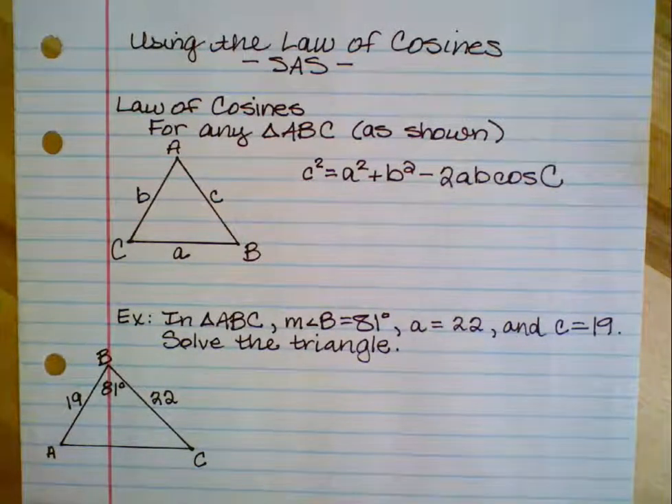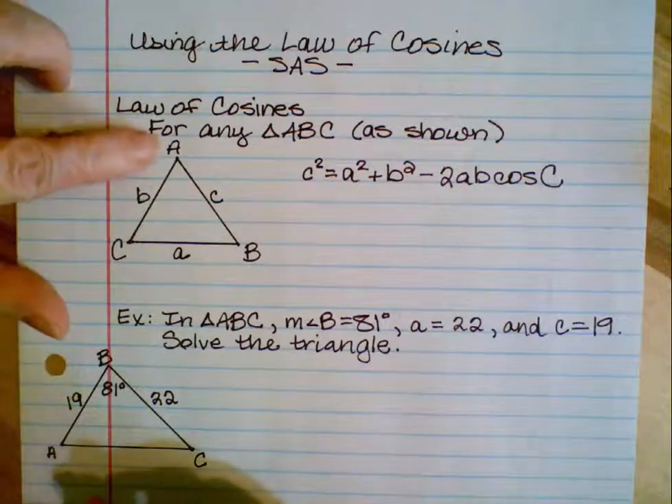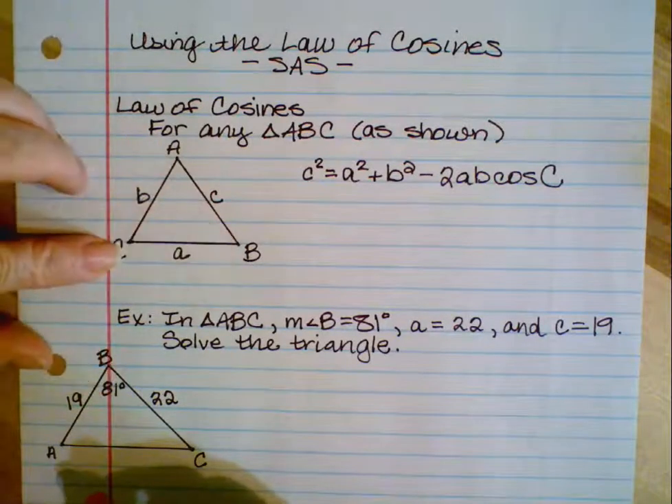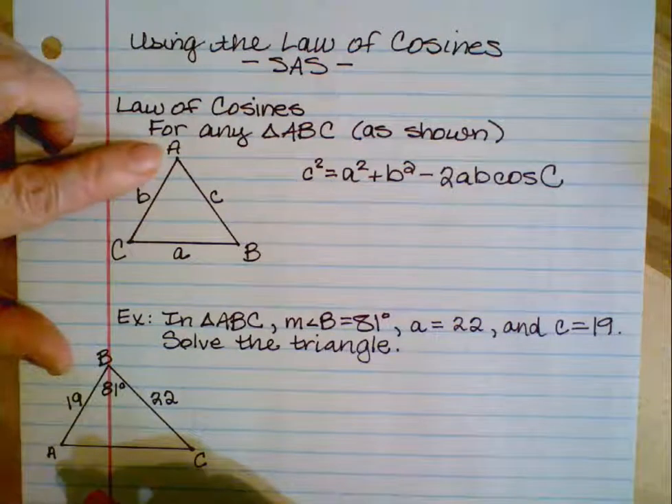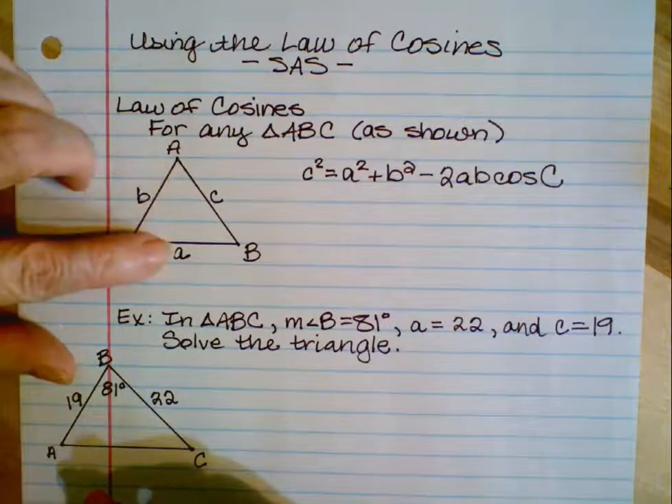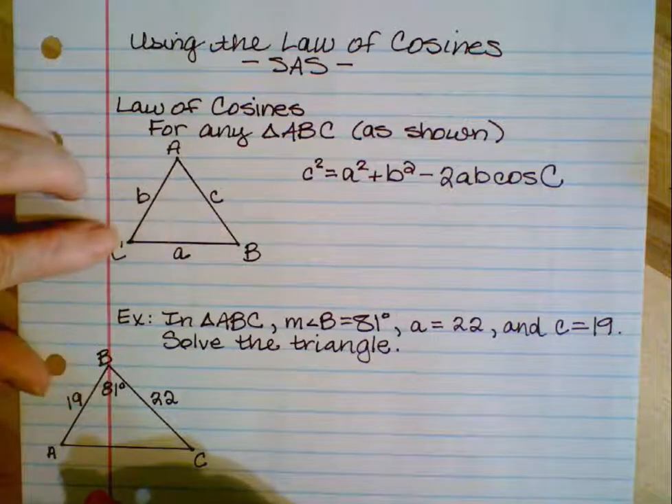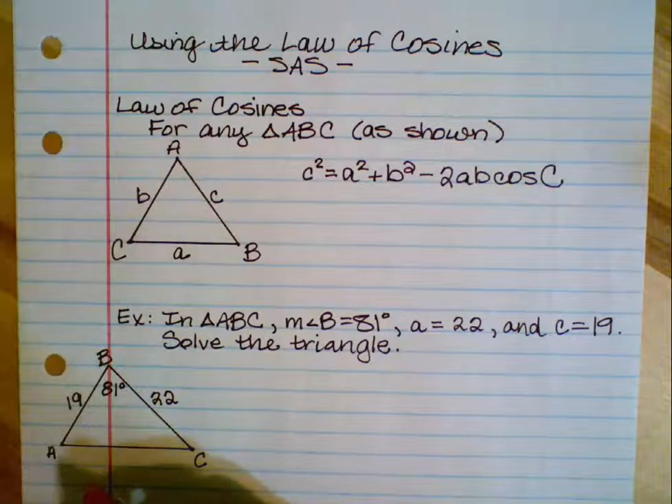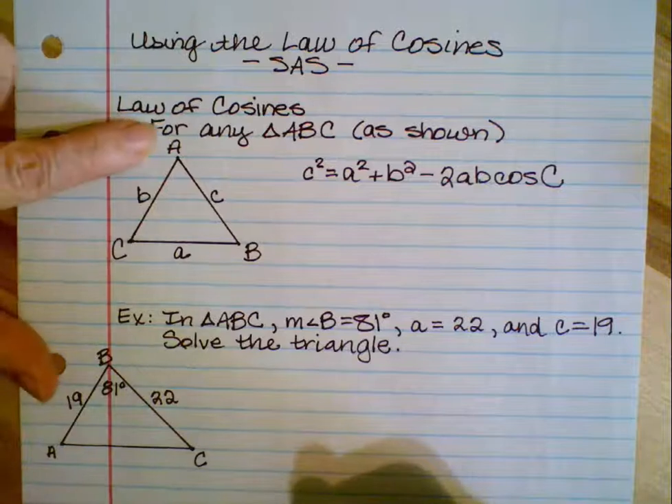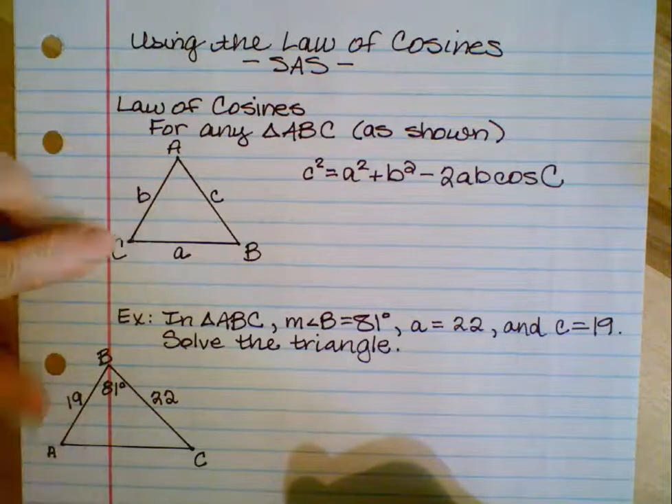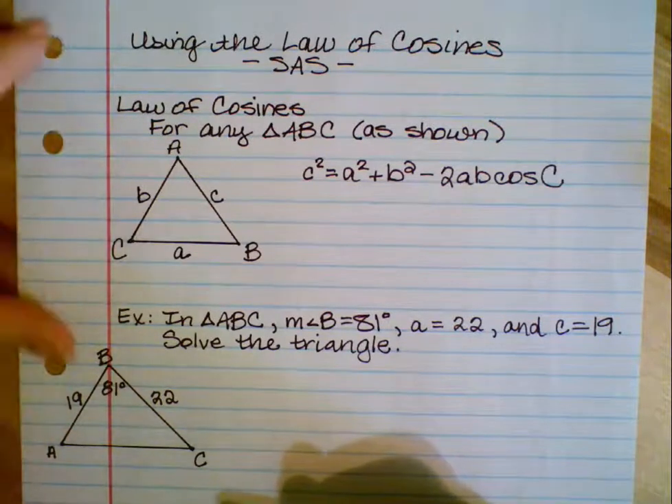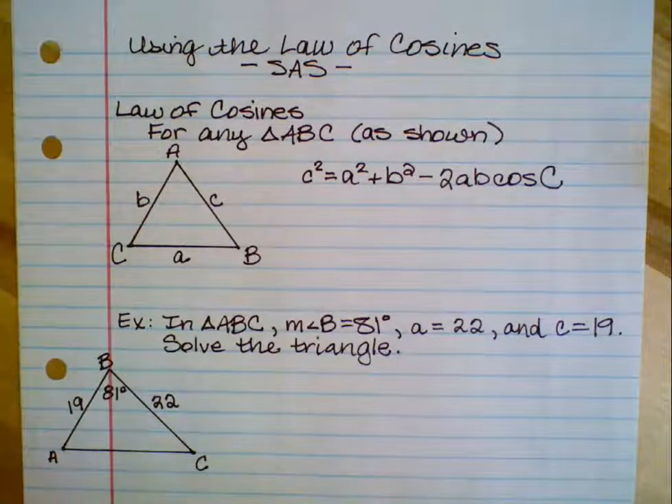Now, a couple of things that are important to note here. First of all, in your triangle, whenever we name the vertices A, B, and C, it's important to understand that side A is always opposite angle A, side B is opposite angle B, and side C is opposite angle C. If you were to change the letters or the names of these vertices, then you'd have to change the corresponding side lengths in the same way.